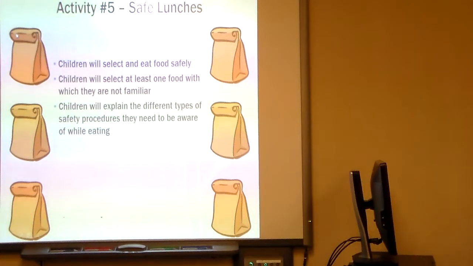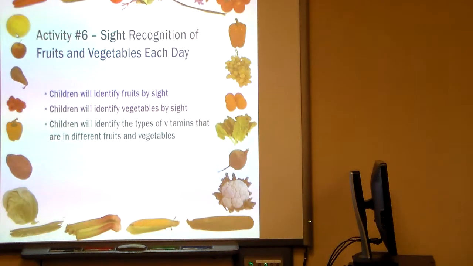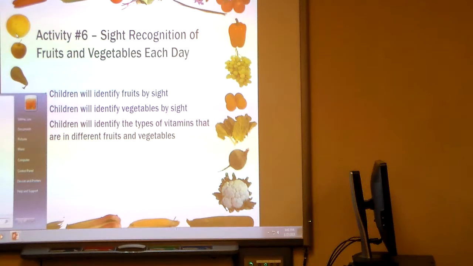Safe lunches. One of the things you can do is you can give them lunch and give them a food that they're not familiar with, but other ones that they are familiar with, because then they'll feel comfortable eating the one they're not familiar with. And then sight recognition of fruits and vegetables each day. This one is simple. You can easily put little pictures on the board so that they recognize what a fruit looks like, what a vegetable looks like, and then they identify the vitamins that are in the different fruits and vegetables as well.